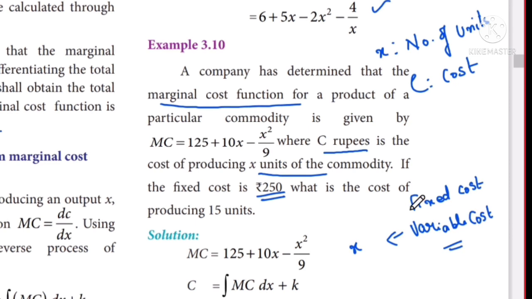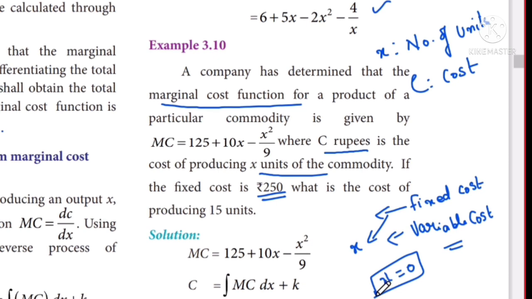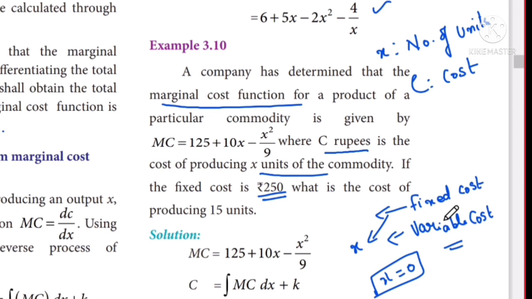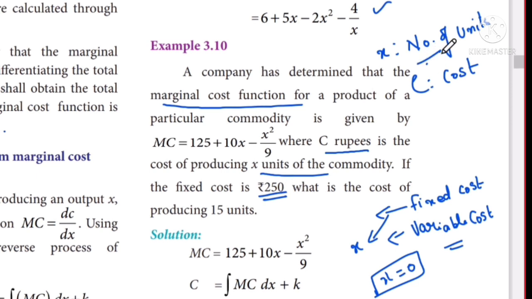This is different. But fixed cost is there in the beginning itself. When x is 0 itself, the fixed cost will be there. No output, we have not manufactured anything, but still there is a cost. That is, for example, rent. That rent is not depending on the number of outputs. So that is called the fixed cost. So rent is a good example for a fixed cost. So here the fixed cost is given as 250. It is not depending on the number of outputs.